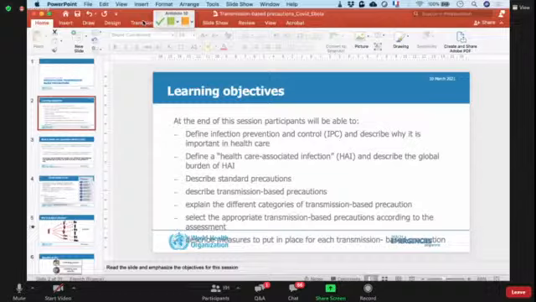So today I have a huge task to bring you through the transmission-based precaution in the context of COVID-19 outbreak. So at the end of this session, I hope that the participant will be able to understand what is IPC and the purpose of IPC, to define a healthcare associated infection, to describe broadly the standard precautions, to describe the transmission-based precautions, to explain the different categories of transmission-based precautions, to select the appropriate transmission-based precautions according to the assessment of the risk, and to describe the measures to put in place for each transmission.